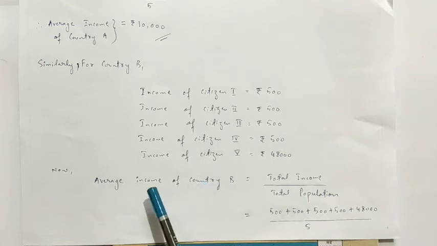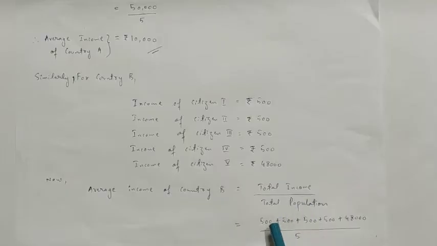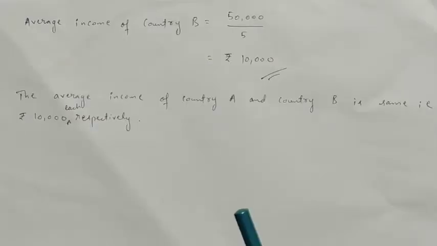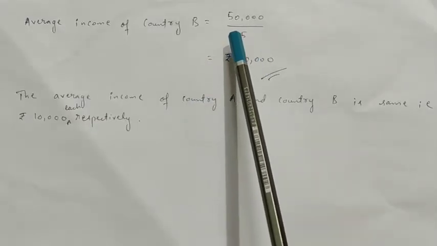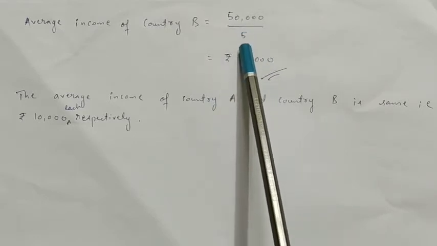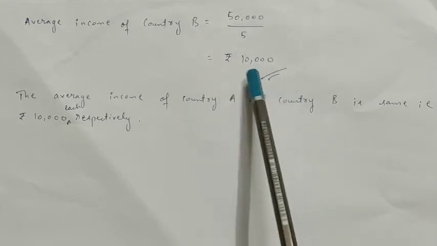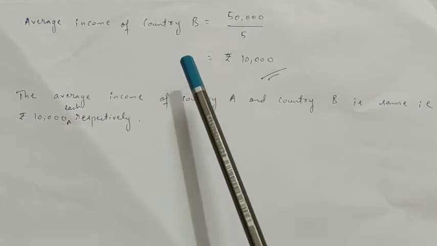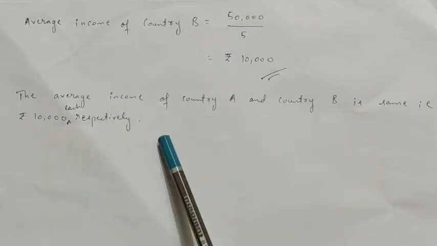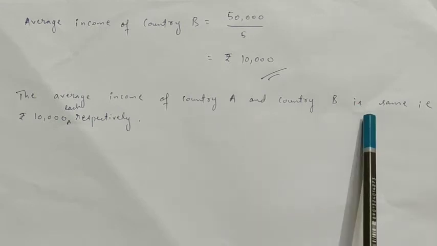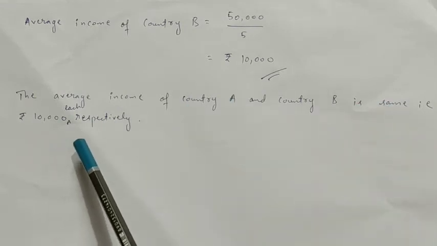So as per the formula, the average income of country B is equal to total income divided by total population. Here we will take the income of all the citizens, add them up again and divide it by the total population, that is 5. After calculating it, again we get 50,000 divided by 5. And after dividing this, we get rupees 10,000, which is the same as the average income of country A. Therefore, the average income of country A and country B is the same, rupees 10,000 each.